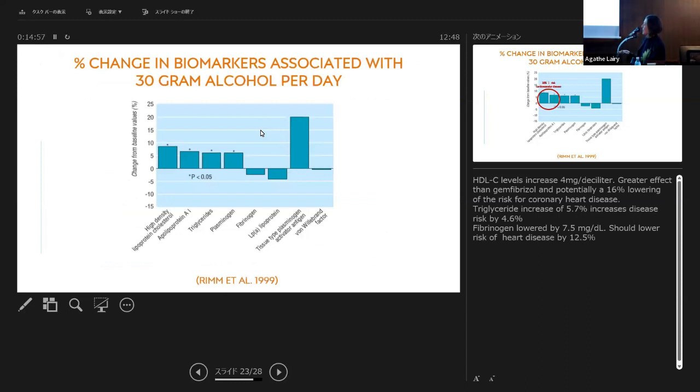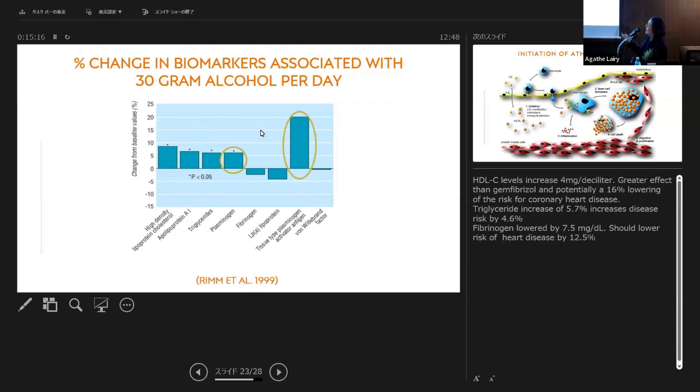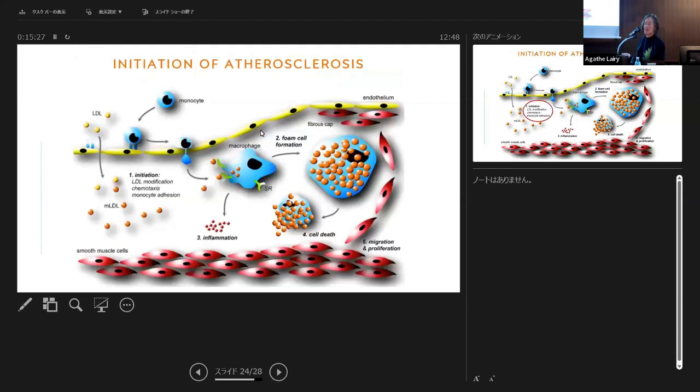This is Eric Rimm from the Harvard Medical School. He said here that you get a 16% reduction in cardiovascular risk when you look at the cholesterol factors. Here, when you look at blood clotting factors, and again here with respect to blood clotting factors, with also not just blood clotting, but the breaking down of already formed blood clots.